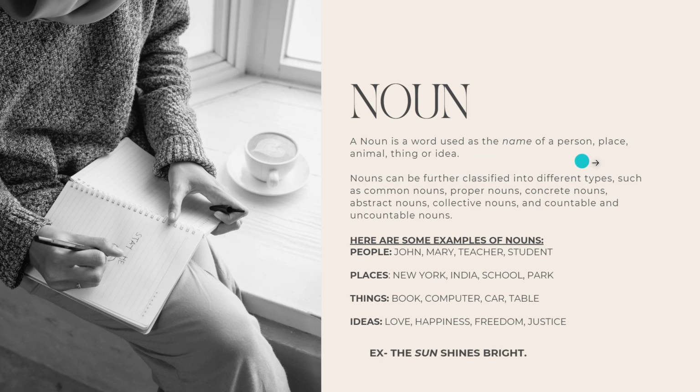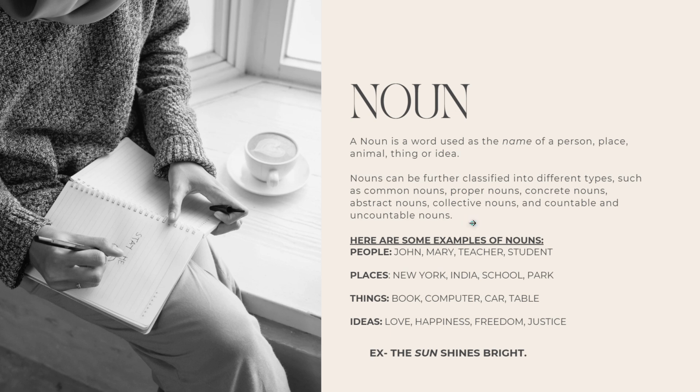Let's go to the first one, that is noun. A noun is a word used as the name of a person, place, animal, thing, or idea. Nowadays, we also add the word idea to this definition. Whenever we talk about nouns, it's the easiest part. Nouns can be the name of any person, or the name of a place, for example Melbourne, New York, India, or even school, park. These names are nouns. Nouns can be classified into different types, such as common noun, proper noun, concrete noun, abstract noun, collective noun, countable and uncountable noun.